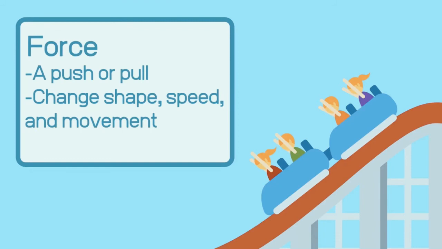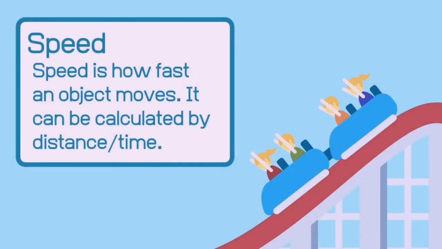Speed is how fast an object moves. It can be calculated by distance divided by time. An easy way to think about this is if you ran 100 feet in 10 seconds, 100 divided by 10 would be 10 feet per second.